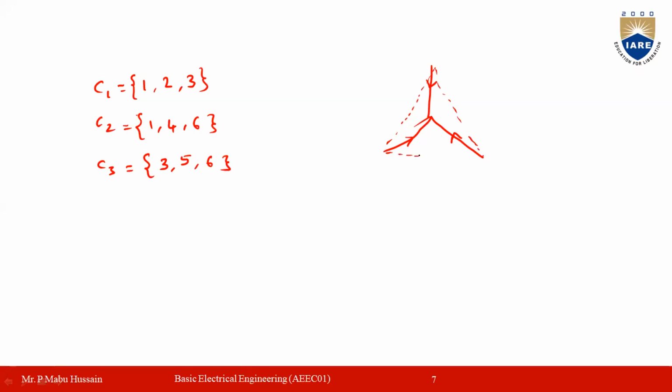So links are represented with the dotted lines, and this is the link currents are in this direction. Okay, so this is 1, this is 2, this is 3, this is 4, this is 5, this is 6.